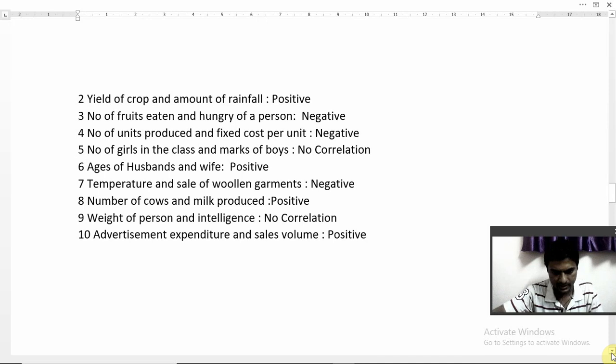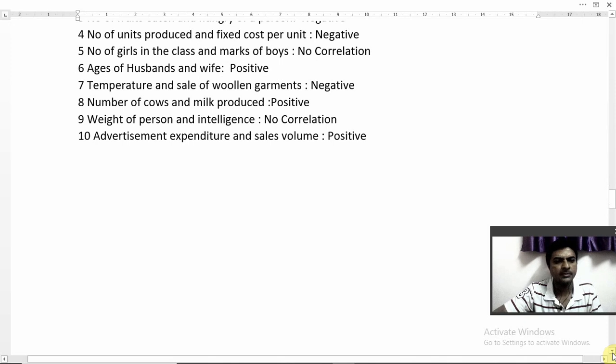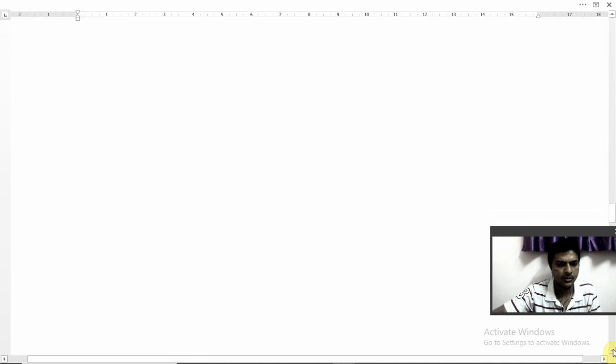Weight of the person and intelligence, we just discussed. If the weight of the person increases, do you think intelligence increases? No. If the weight decreases, does intelligence increase? No. There is no correlation between weight of the person and intelligence. Then last, we have advertisement expenditure and sales volume, which is positive. The more you advertise, you can see the sale of the product increases. So this is a positive correlation.